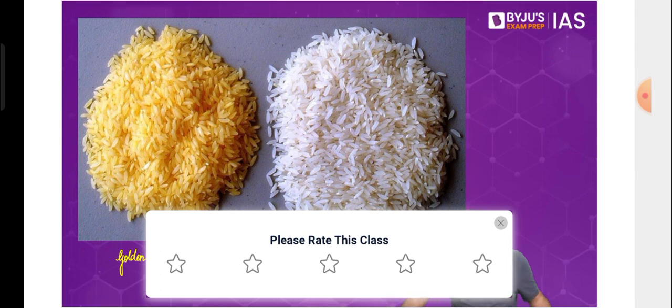The difference in the color is mainly because of certain genes that we add, and once added, they will basically produce beta carotene, and this beta carotene converts into vitamin A. So because it converts into vitamin A, this golden rice will have vitamin A.